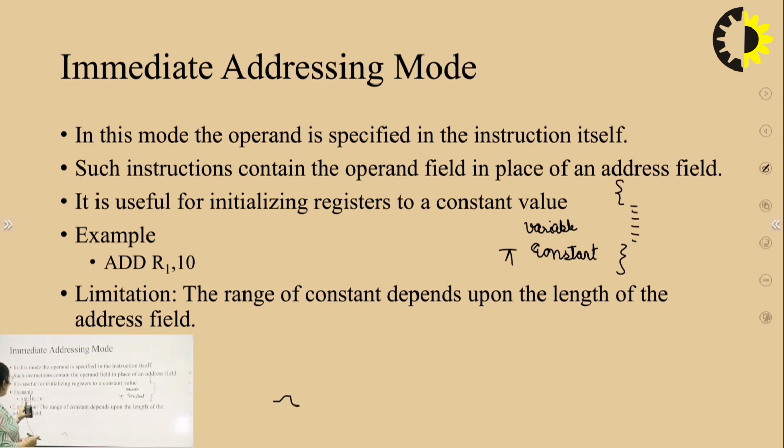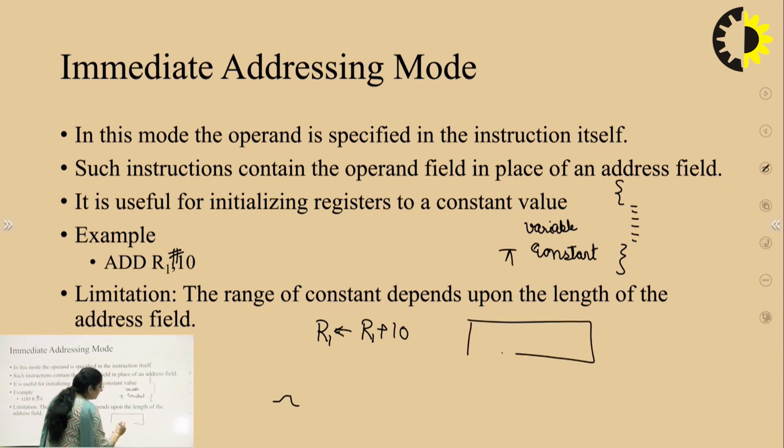For example, add R1, #10. What does this instruction do? This instruction says that we need to add the value 10 to the content of register R1 and then transfer the result to register R1 itself. Generally, these values are specified by a hash symbol. A hash says that it is a constant value and it is not going to change during the execution of the program. So such instructions contain the operand field in place of an address field.